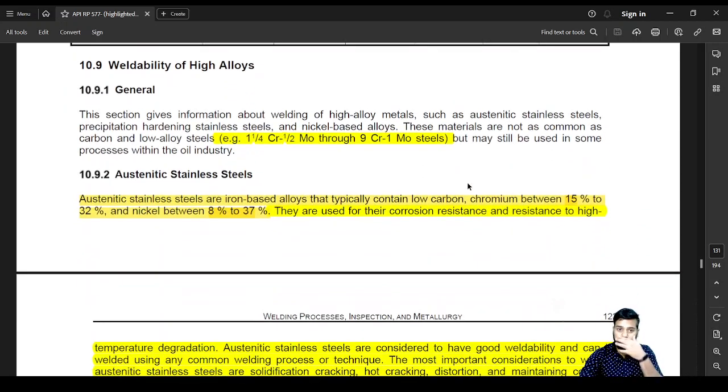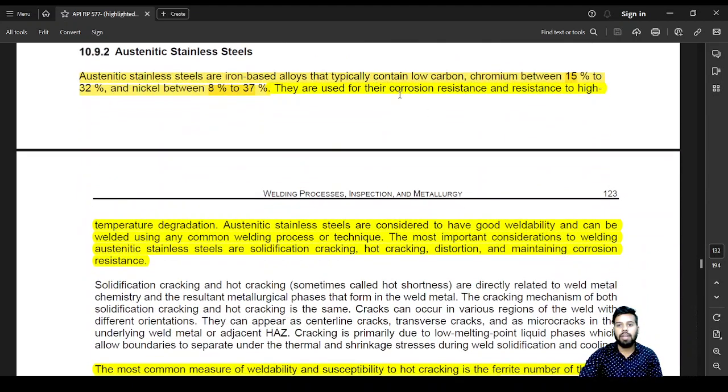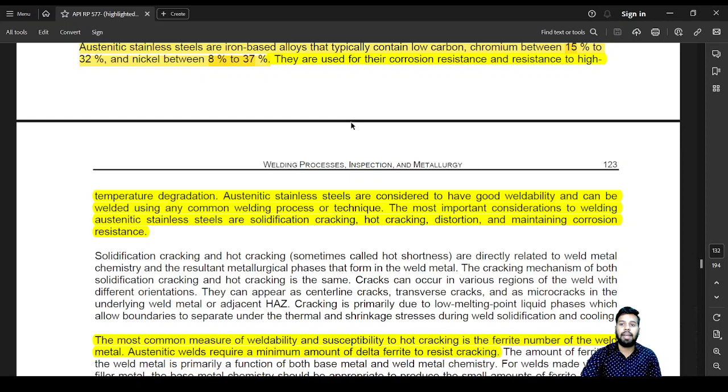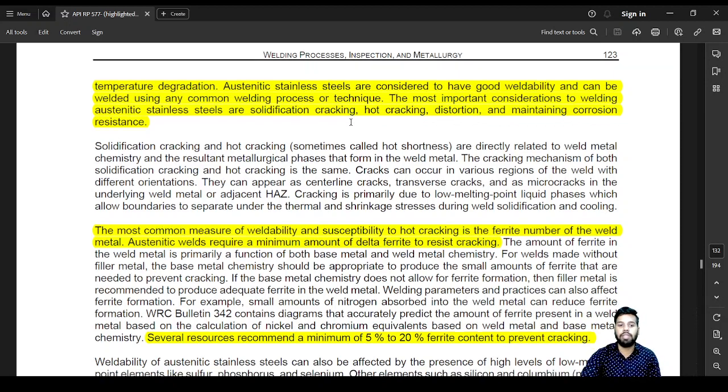Weldability of high alloys. Austenitic stainless steel. Austenitic stainless steel has a chromium content between 15 to 32% and nickel content between 8 to 37%. They are used for corrosion resistance and resistance to high temperature degradation. Austenitic stainless steels are considered to have good weldability and can be welded using common welding processes or techniques. The most common considerations for welding austenitic stainless steel are solidification cracking, hot cracking, distortion and maintaining corrosion resistance.